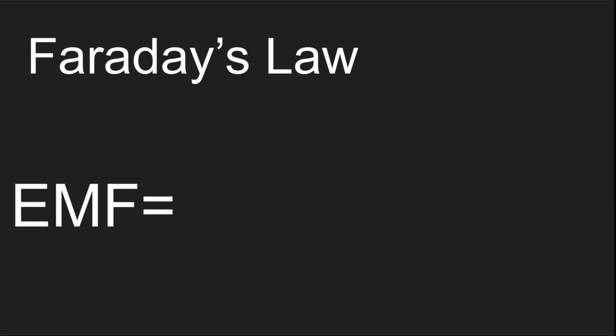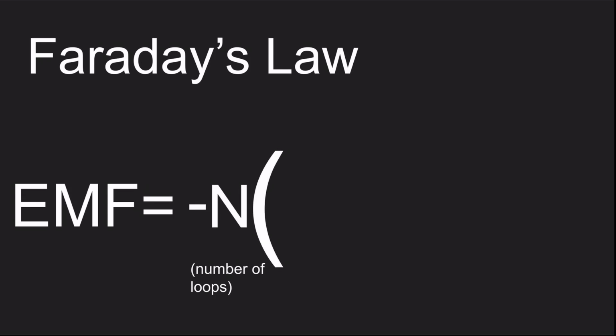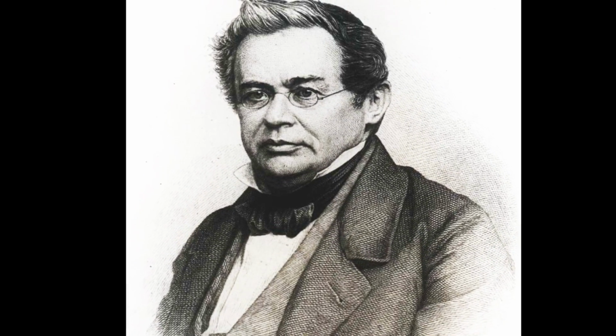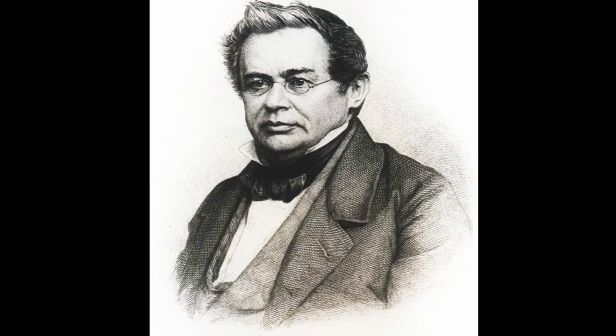To tie it all up, there's Faraday's law. The electromotive force is equal to the negative N, the number of loops, multiplied by the change in magnetic flux over the change in time. So you might be wondering, where did the negative come from? In 1834, a man named Heinrich Emil Lenz found out that the direction of induced current is the opposite of the change in magnetic field. Faraday's law and Lenz's law are tied together.